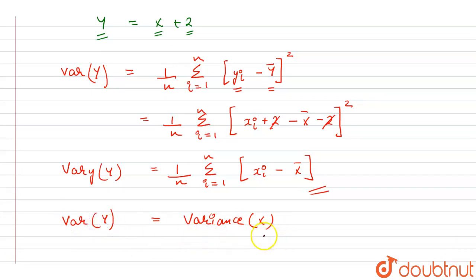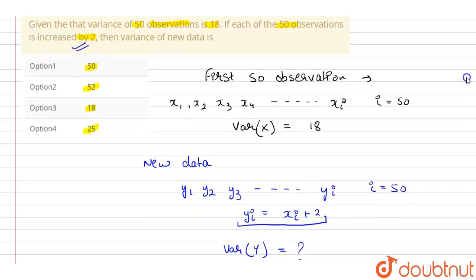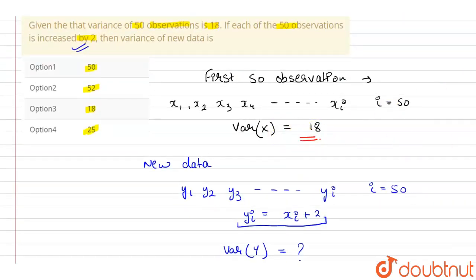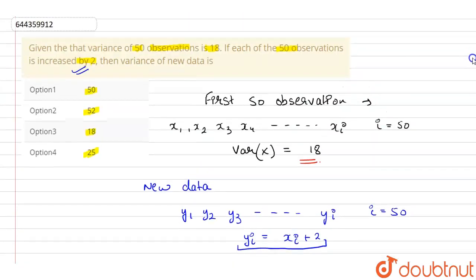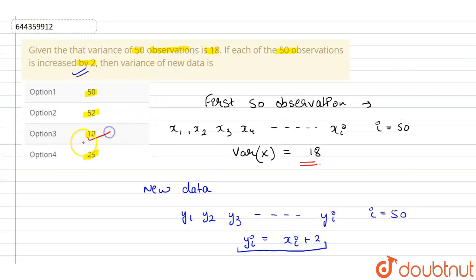But we are also given the variance of x elements as equal to 18, as we studied above. So we can simply write that the variance of y is also equal to 18, because we have just now proved that the variance of y is equal to the variance of x, and the variance of x is 18. Therefore, the variance of y will be equal to 18. So if we check out these options, option number 3 is the correct answer. That is, the variance of the new data is 18.